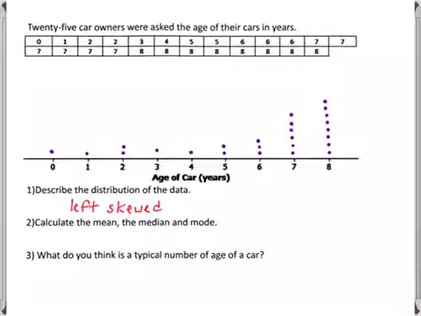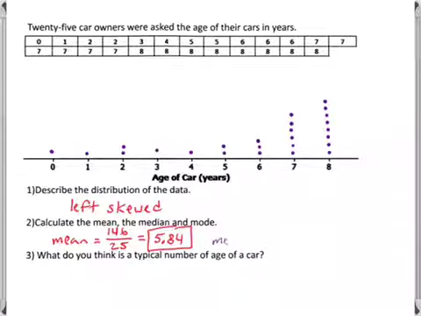Now I want to calculate the mean, median, and mode. For mean, I'm going to add up all the values and then divide by the total number of values in the data set. When I add up all the values, we get a total of 146 divided by the 25 data points, and I figure out that my mean is right around 5.84.